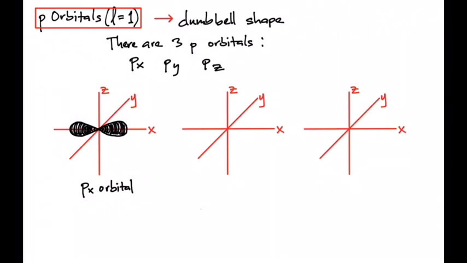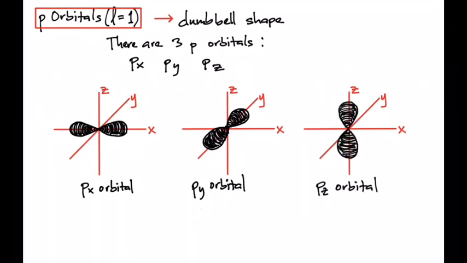Now you can kind of predict what a p sub y and p sub z would look like, right? The 2 lobes for a p sub y would lie on the y-axis, just like this, as shown here. For the p sub z, you will have 2 lobes that are oriented in a vertical fashion on the z-axis. So that's the difference between the px, py, and pz orbitals. These orbitals can each hold a maximum of 2 electrons, and the only difference is that they're oriented differently in space.